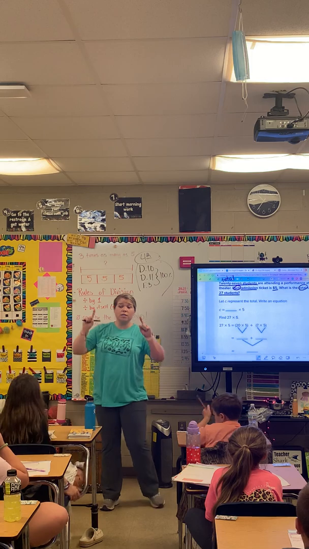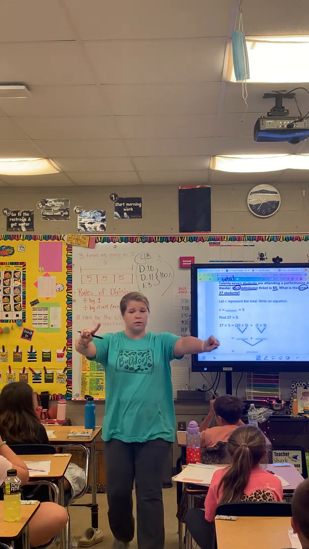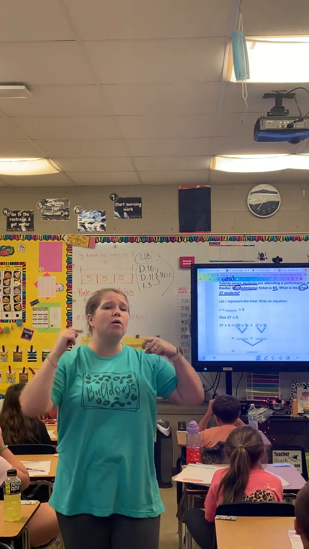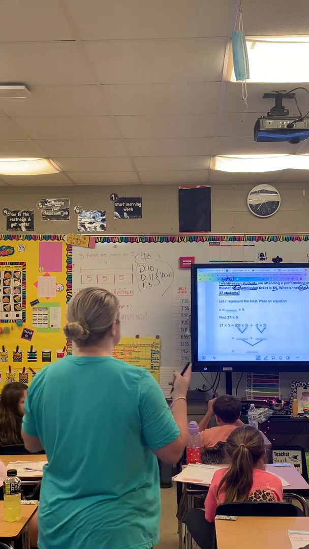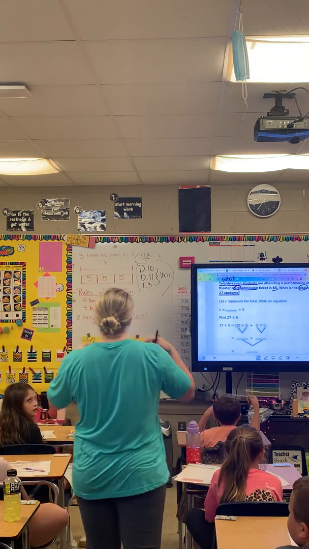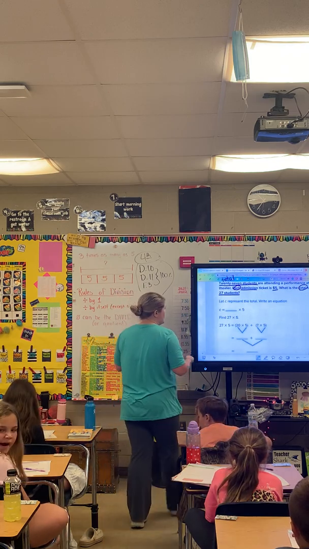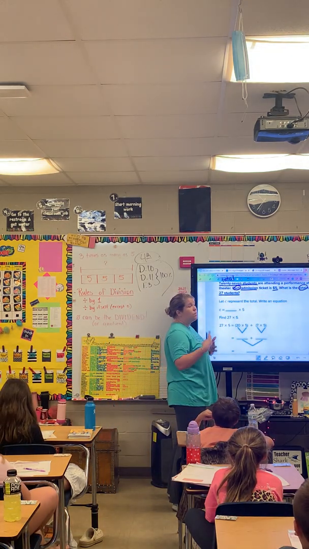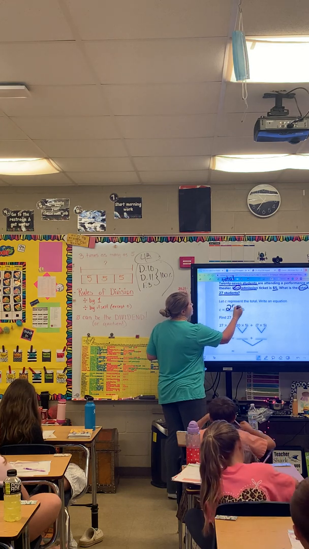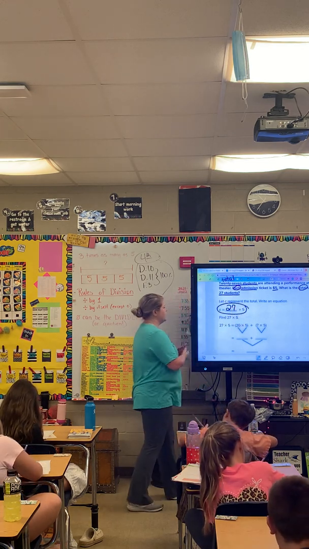So I know the cost of one ticket. How much does one ticket cost? $5. But I don't need to know one ticket. I need to know how many tickets? 27. So I'm getting bigger, but I'm getting bigger in equal groups of 5. So what do I need to do? 27 times 5. I need to multiply. Write that. 27 times 5. Let's circle it.